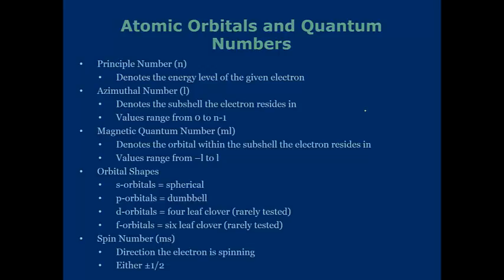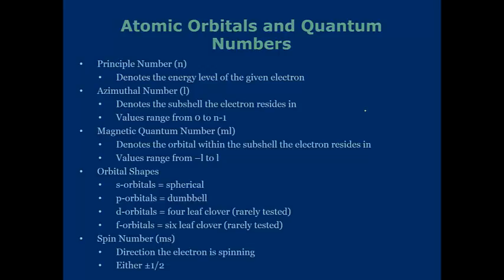The first number we have to discuss is the principal number, which is denoted by the letter N. This is talking about the energy level of the given electron. The second is the azimuthal number, L. This denotes the subshell that the electron resides in, and the values for which range from 0 to n minus 1. So it's always going to be less than n to 0.